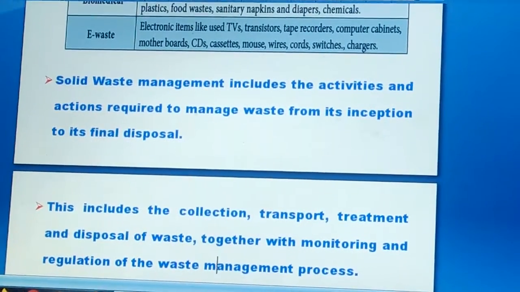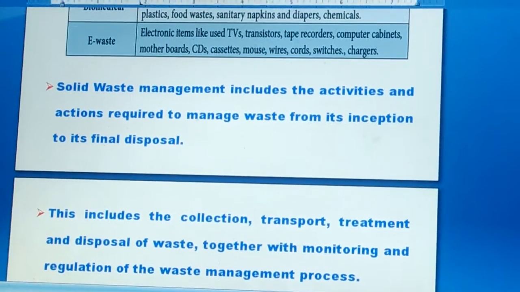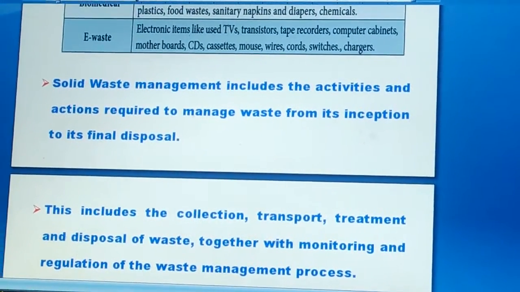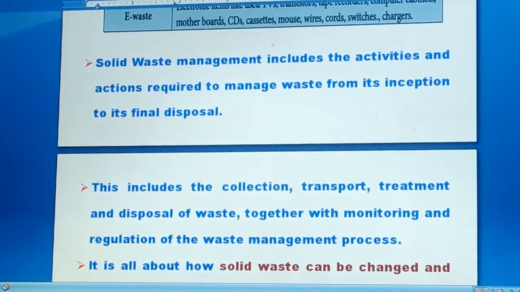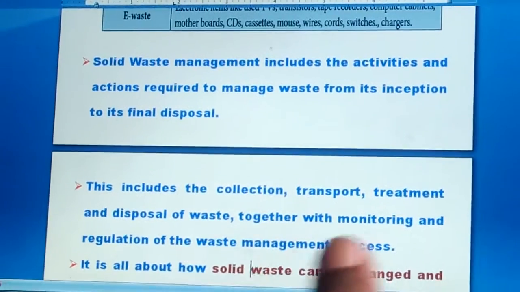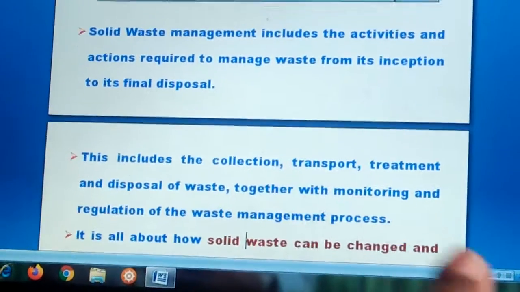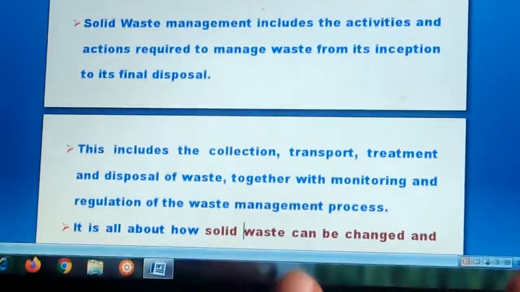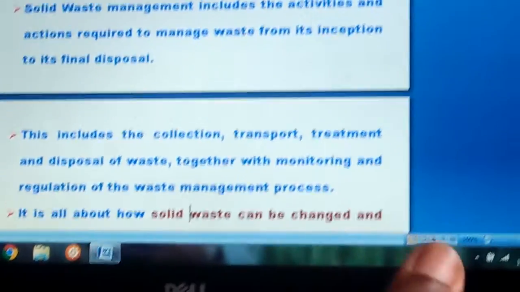Solid waste management includes the collection, transport, treatment and disposal of waste, together with the monitoring and the regulation of the waste management process. So, what is the meaning of it? See, collection. What is the meaning of collection? You know very well, people are collecting waste from different places, from the residents or industries or the hotels and all.